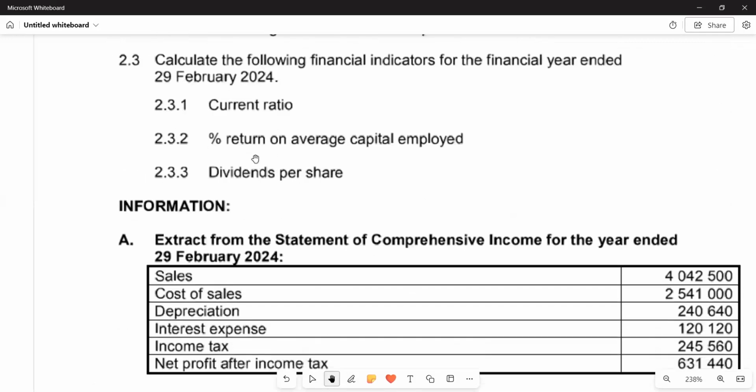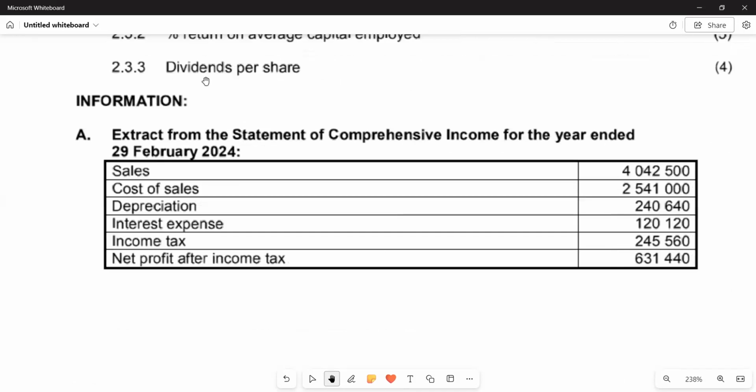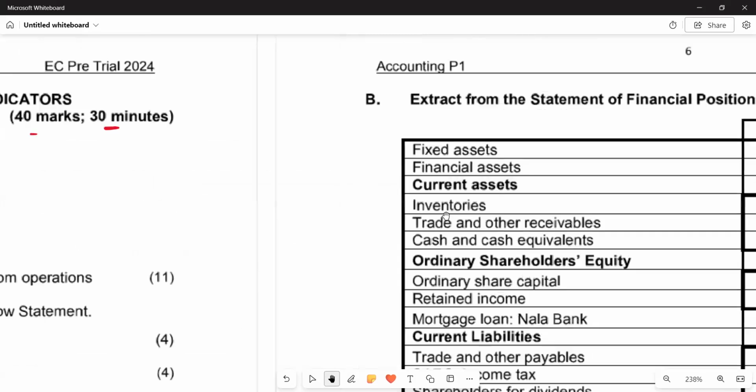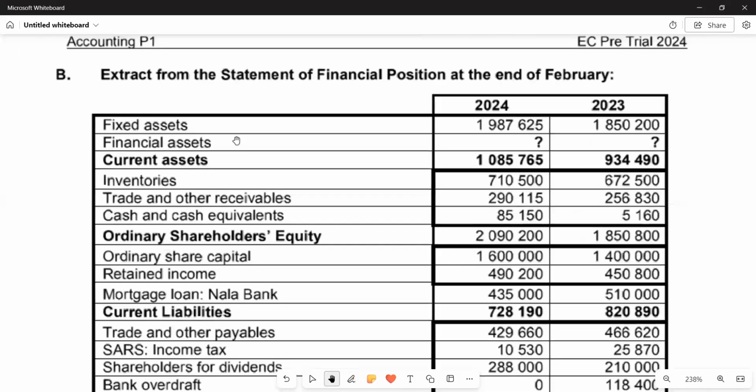Given the information now, you're given information A, an extract from the statement of comprehensive income for the year ended 29th February 2024. You can go and see on the next page what we have. If you come to the next page, you'll see that we're given information B, an extract from the statement of financial position at the end of February, whereby we have 2 columns for 2023 and 2024. So our recent year, which is our current year, becomes 2024.